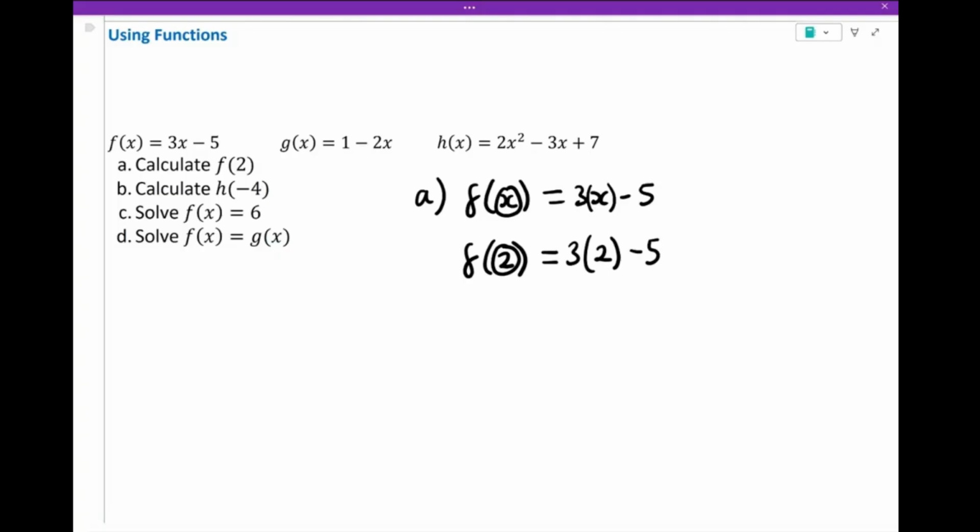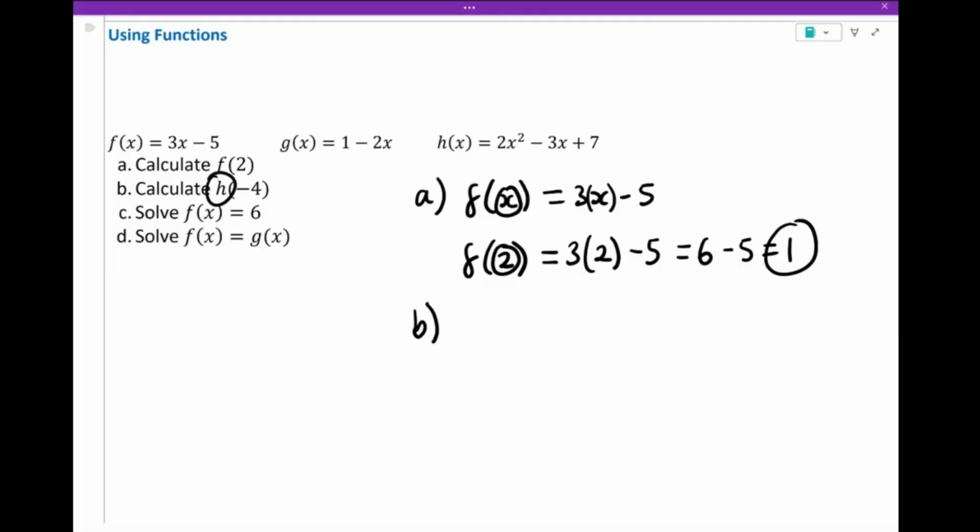Let's then calculate this. 3 times 2 is 6. Subtract 5 would give me 1. Therefore, f of 2 is equal to 1. That's my final answer to A. Now let's have a look at B. So it says calculate h of negative 4.